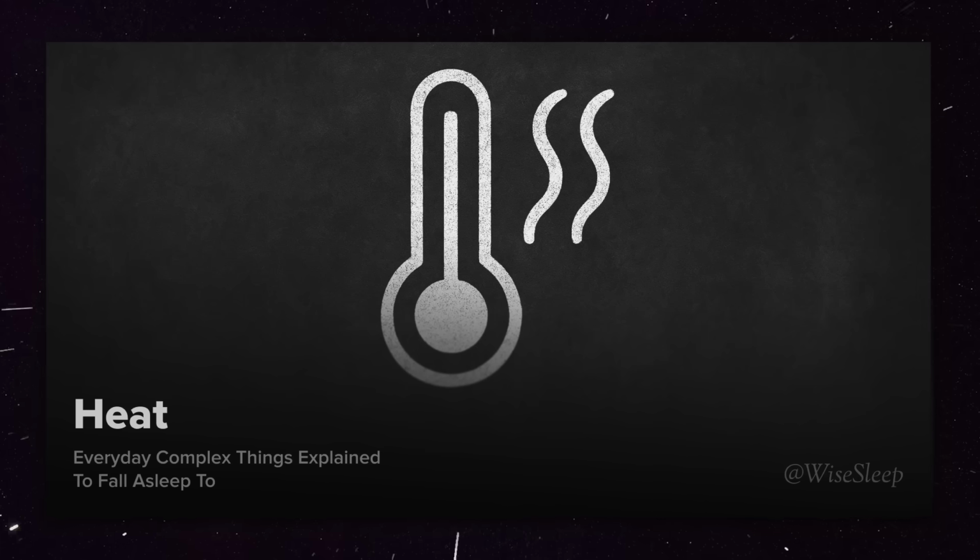When something gains heat, its particles start moving faster. In solids, they vibrate more. In liquids and gases, the particles move around more quickly. That's why heating food can change its texture. It speeds up the movement of molecules, breaking down structures or helping ingredients combine.